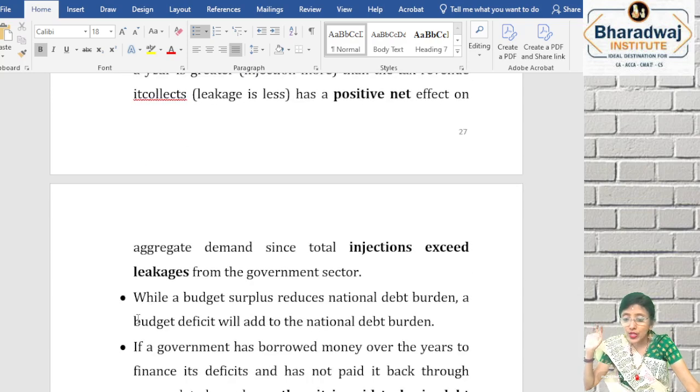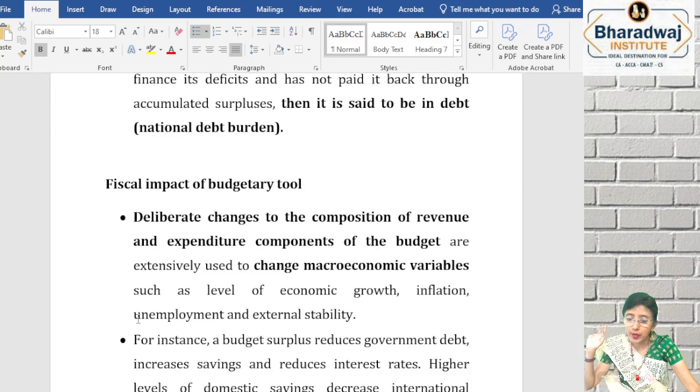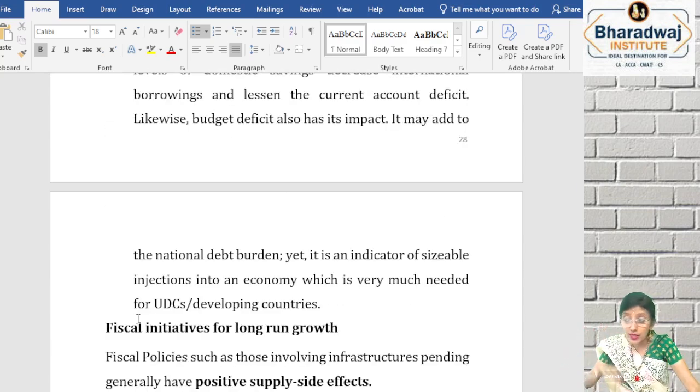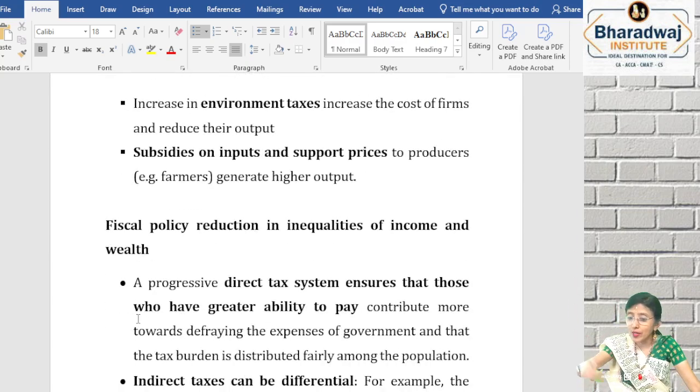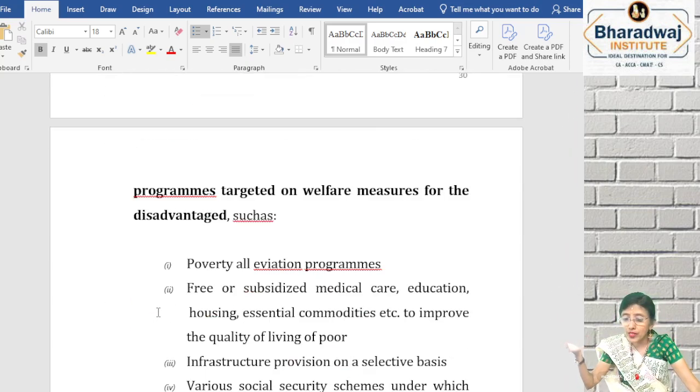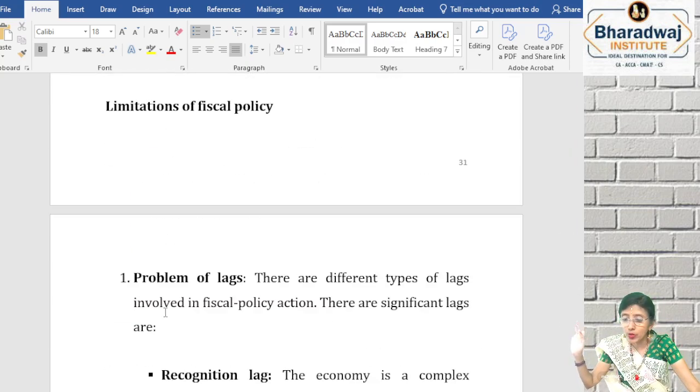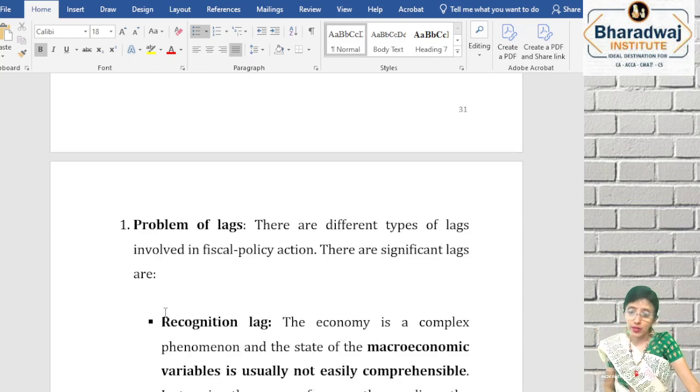Yes. So injections and leakages, please remember. And that is what we said, the fiscal impact of the budgetary tool is very important. This is a general part, what I said. Impact of fiscal policy, just give one reading, it's more than enough. But you have to study the limitations of fiscal policy.